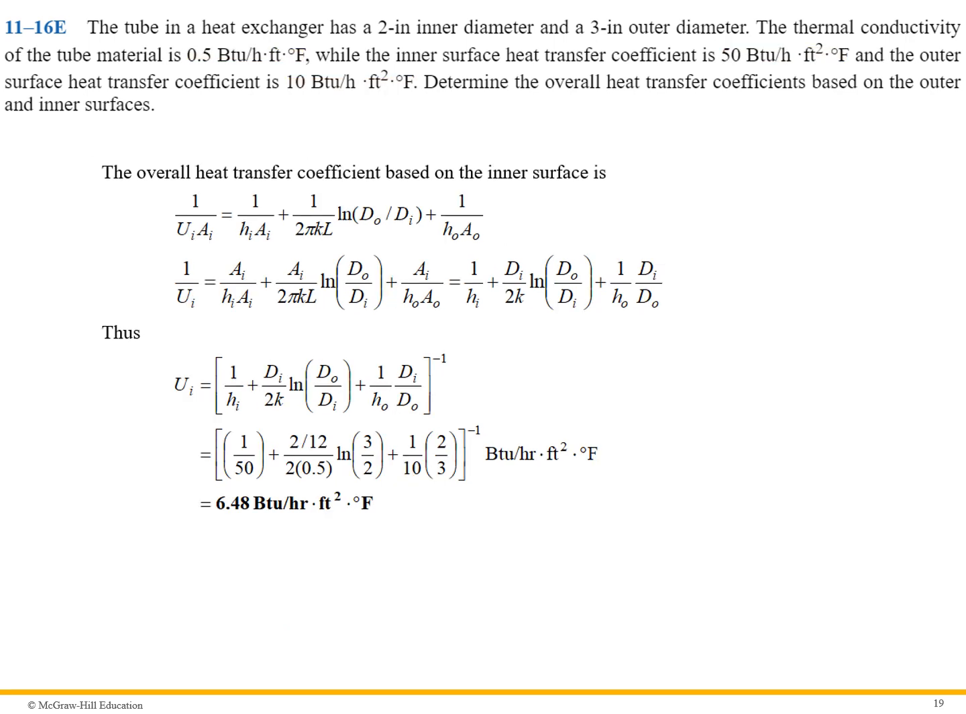We can repeat this process for the inner surface and develop the following equations. We can then plug in the values given and calculate the overall heat transfer coefficient for the inner surface at 6.48 BTUs per hour feet squared degrees Fahrenheit.